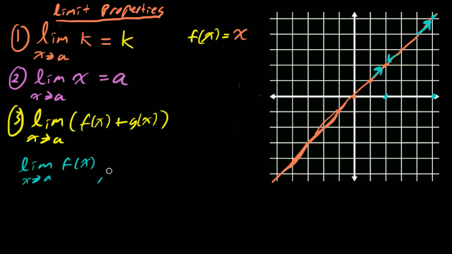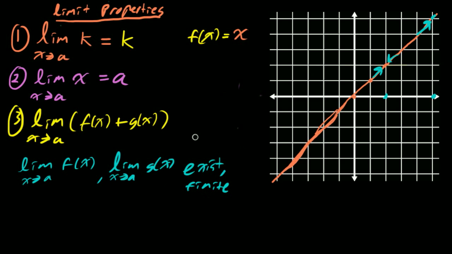as x approaches a of f of x and the limit as x approaches a of g of x, both of these exist, and they're both finite. That's the rule we're setting up right now: both of those limits exist and are equal to finite numbers. Whatever those numbers are, they're both finite. Neither of these is infinity.